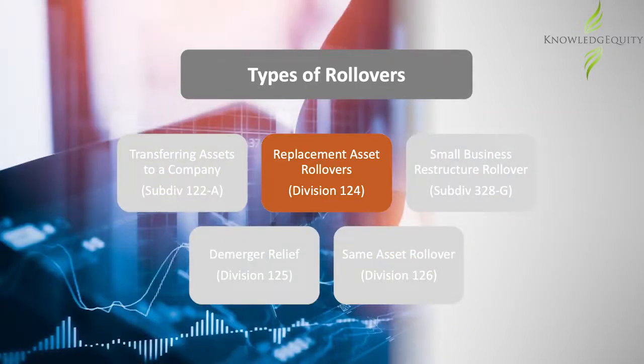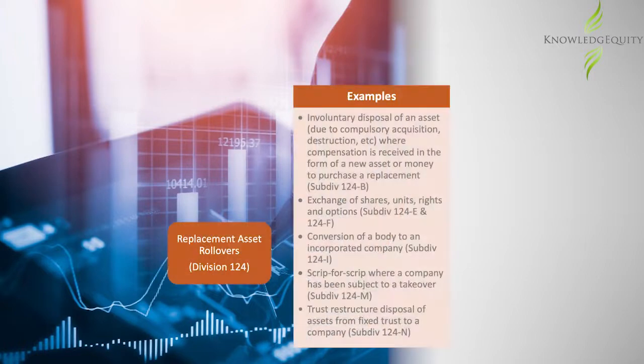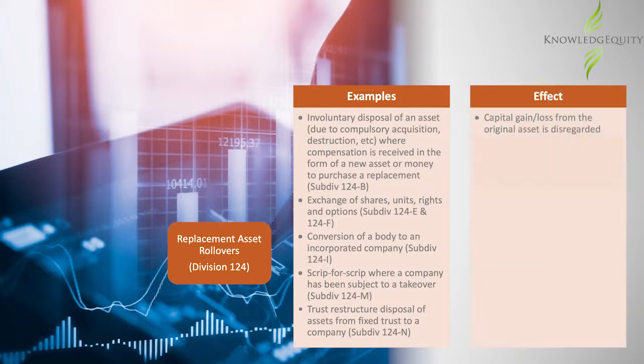Replacement asset rollovers apply in certain situations where one asset is replaced for another. For instance, if a taxpayer has an asset that was compulsorily acquired and is given a replacement asset, this would be one situation where a replacement asset rollover could apply. The effect of a replacement rollover applying is that firstly, any capital gain or loss is disregarded, and secondly, the replacement asset takes on the tax attributes of the original asset, including the cost base, reduced cost base, and pre-CGT status if applicable.